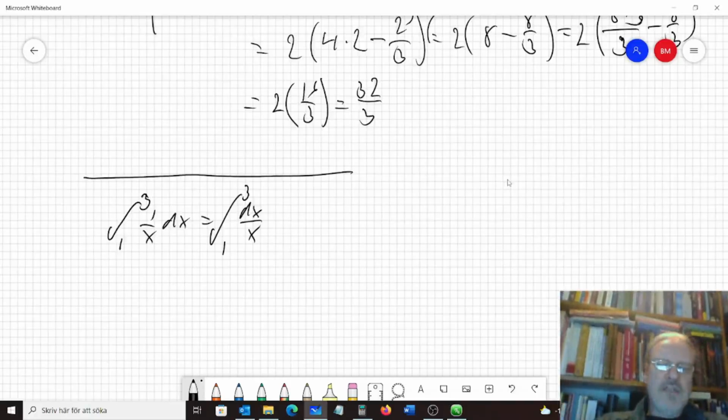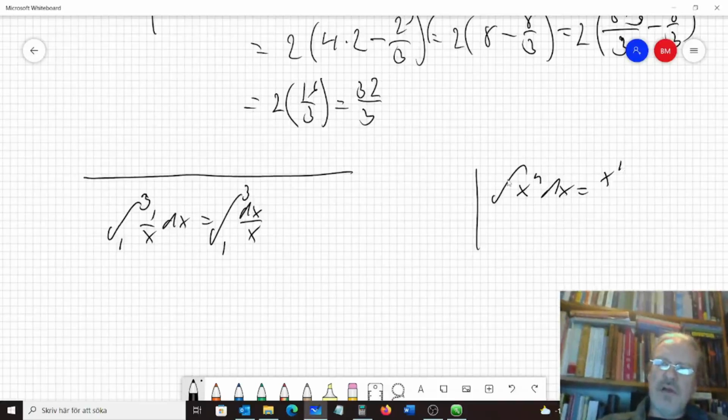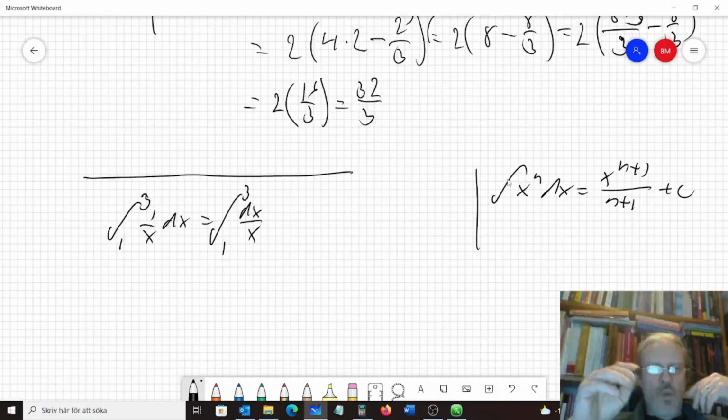And if we try to use the rule that we had here, that the integral of x to the power of n dx equals x to the power of n plus 1 over n plus 1 plus c, we will fail, because 1 over x is x to the power of minus 1, and if we try to do that, here we will get minus 1 plus 1, and that would be 0. We can't divide by 0.